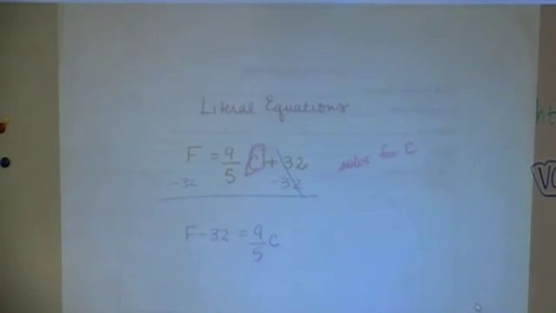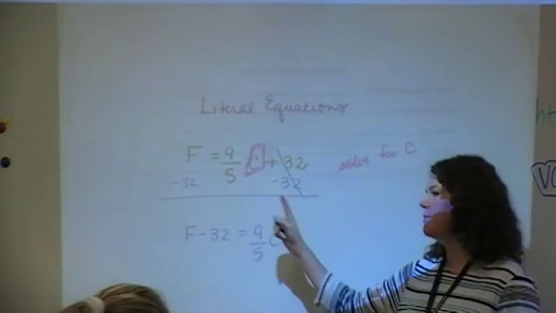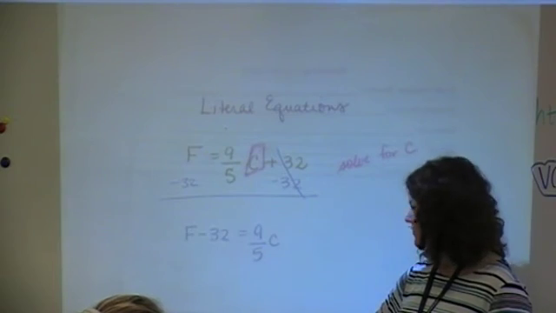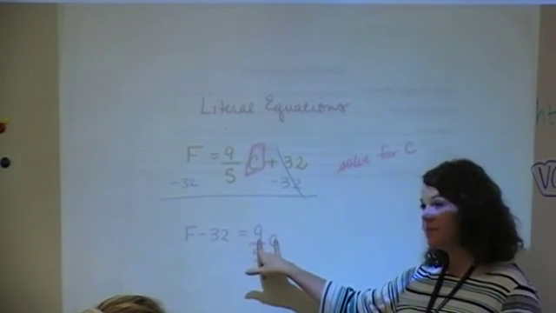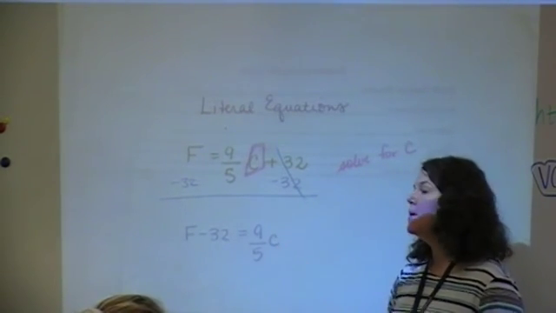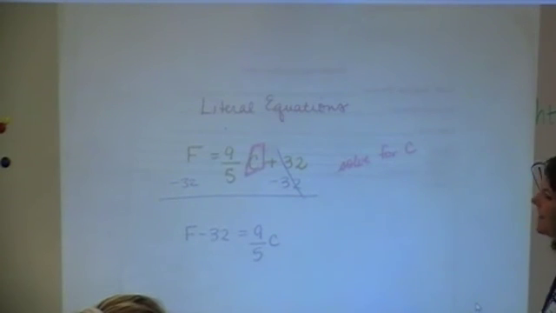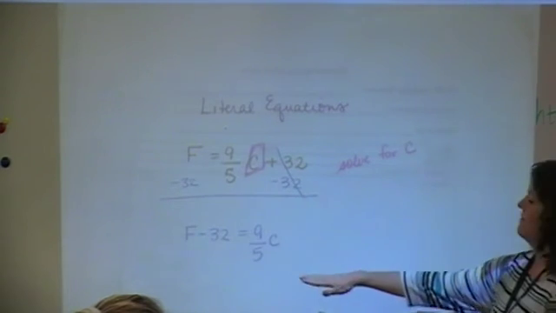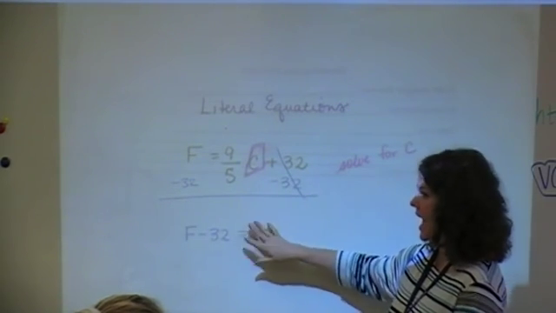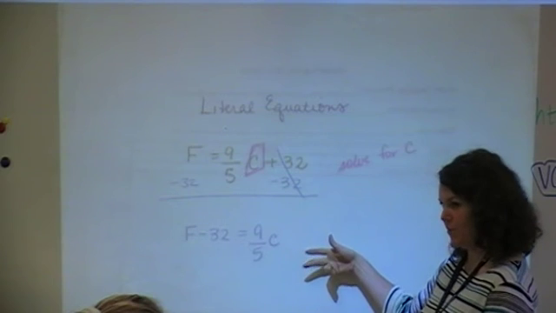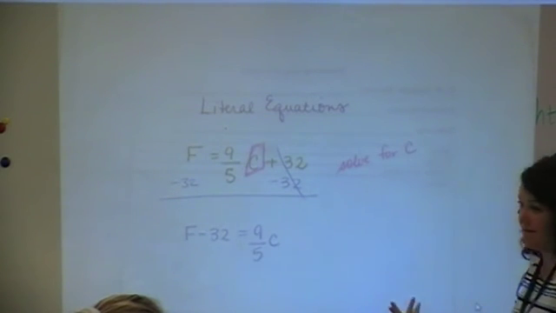Now, normally, because I like people to understand exactly what I'm doing, I would probably clear this fraction by multiplying both sides by 5. Then I would be left with 9C over here, and I would divide by 9. But because I know this formula and how they want it to look, I'm going to do that all in one step. Instead of multiplying first and then dividing, I'm just going to multiply by the reciprocal. Everybody understands that's the same thing, right?